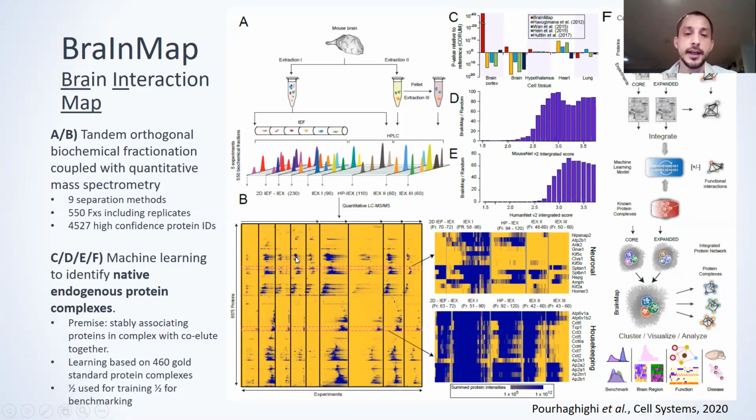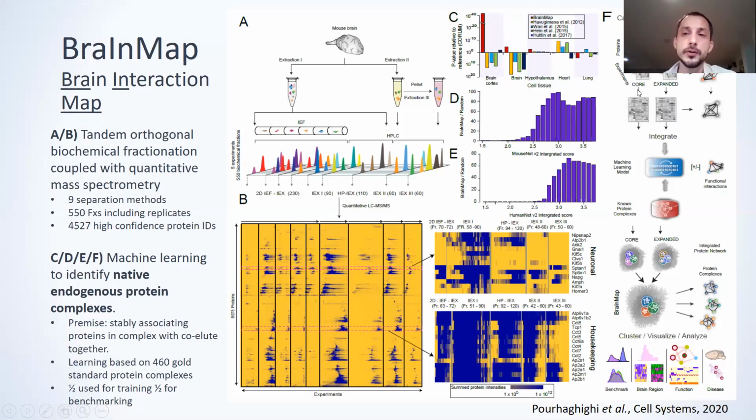And in B, you can see all of the experiments, all of the fractions from the nine different separation methods. Each column represents a fraction, and each row represents a protein, with the heat map representing the intensity of the signal of that protein within that fraction. And then what you do is you use machine learning to identify native endogenous protein complexes based on the principle that proteins that reproducibly co-fractionate together do so because they're part of stable macromolecular complexes. So this would be this work up here.